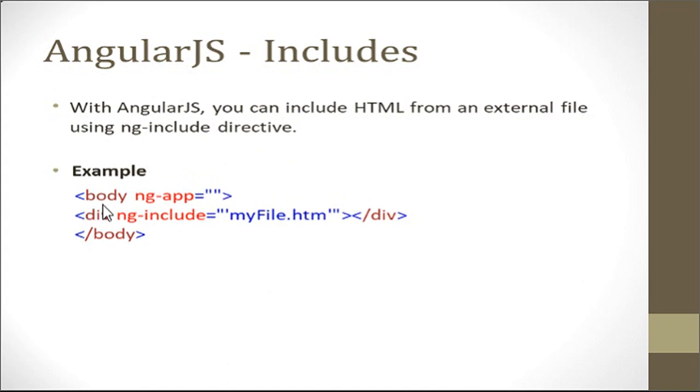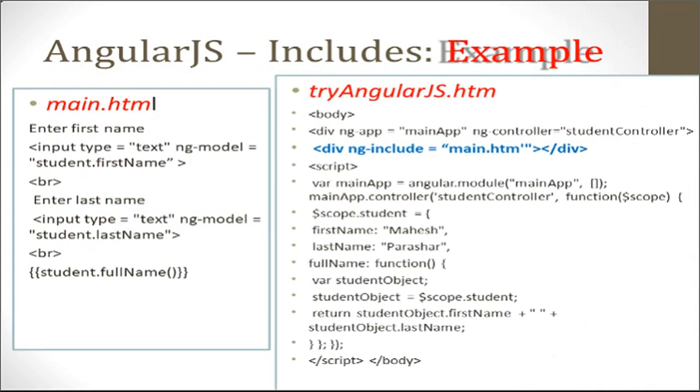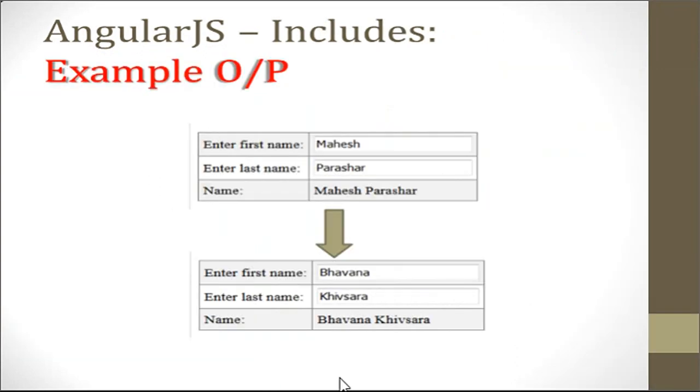Just see this example. I want to include my file.html, but how should we include it? This is a simple example. For the include purpose, we know very well that ng-include is used, and this is my external file. I included my file.html here. This is an example of how we use include. Here I created main.html, and here I created the angular.js html. Let's see this include in execution.